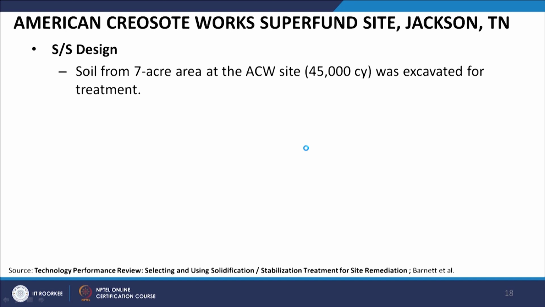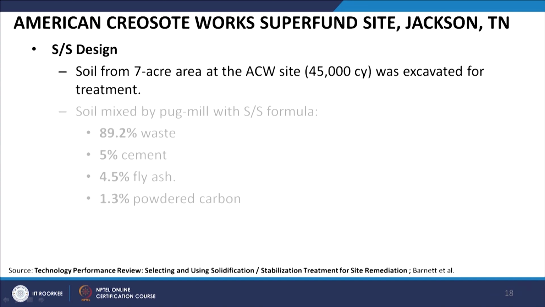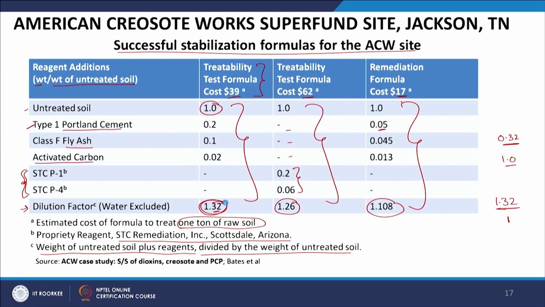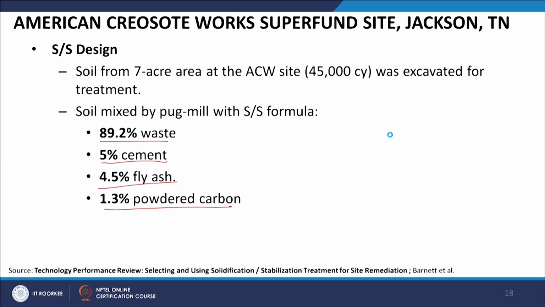So soil from 7 acres was excavated for treatment, that we are aware of, and now they ended up with this particular case where they used waste, cement, fly ash and powdered carbon, right. So let us look at what that is, probably waste, cement and powdered carbon probably in this ratio, but we need to check those out. So they did not choose this, they chose either this option or this option, right. We can check the relevant cases based on the fraction of Portland cement to fly ash. Here that is double and here it is more or less the same. So let us see which option they chose.